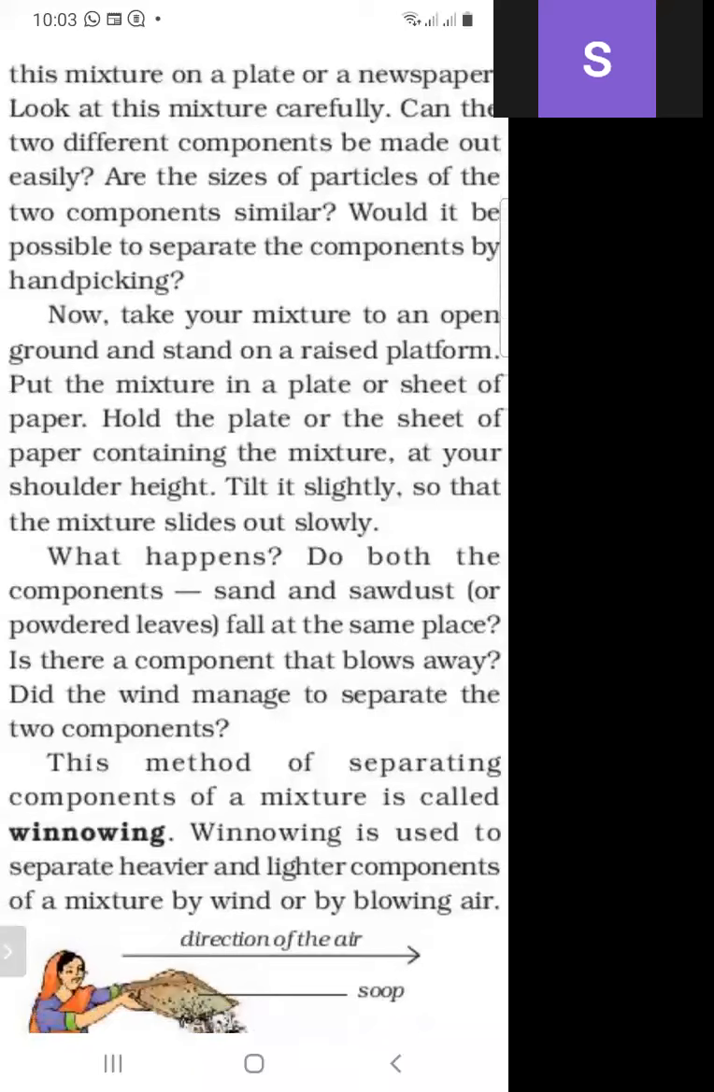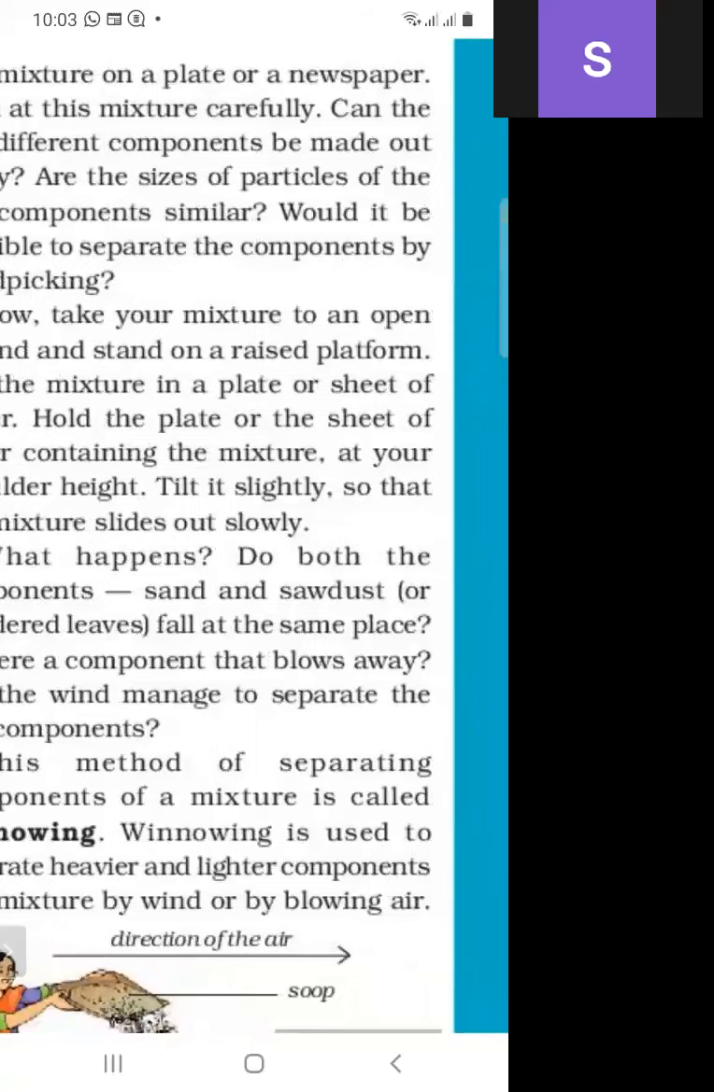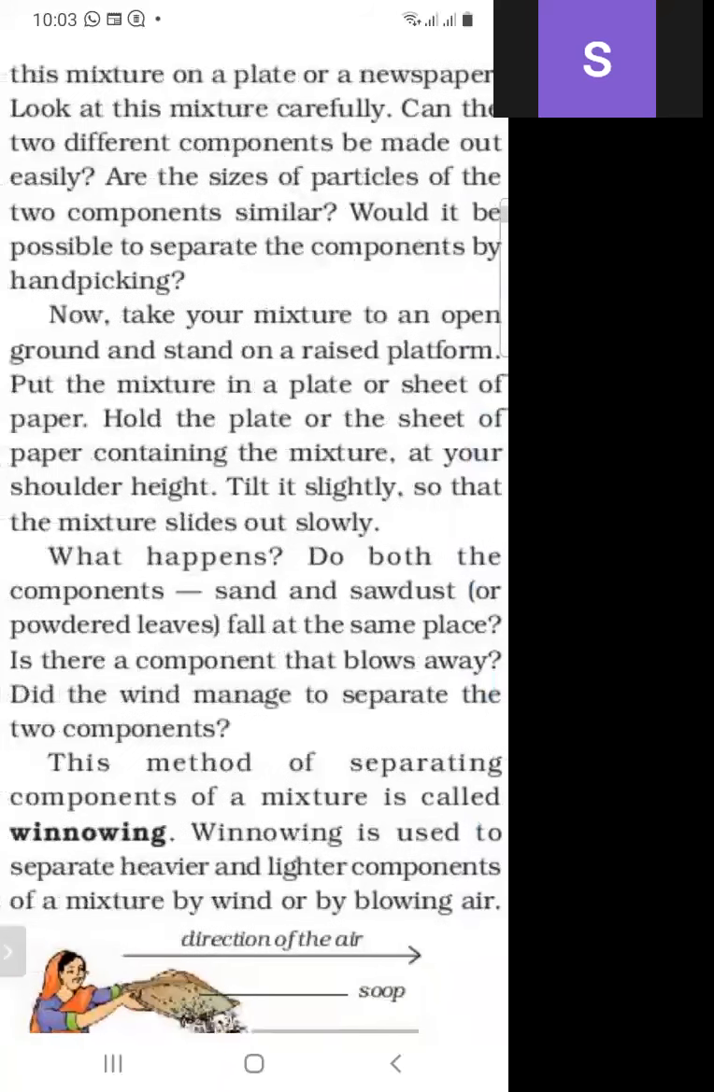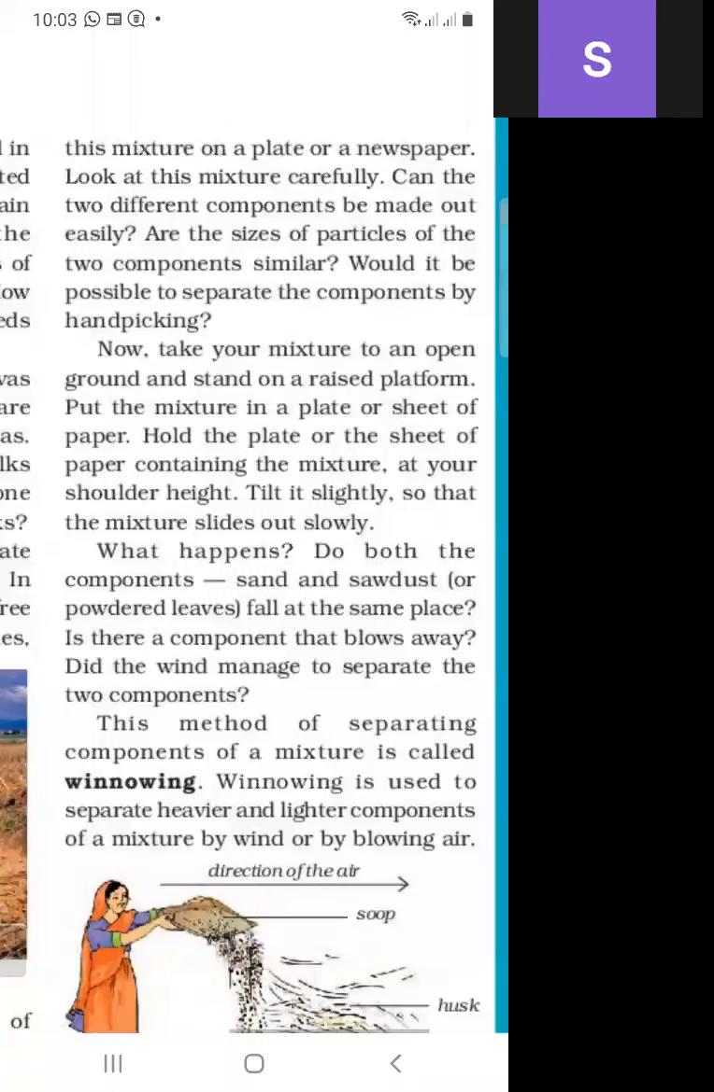Now take your mixture to an open ground and stand on a raised platform. Put the mixture on a plate or a sheet of paper and hold it at your shoulder height. Tilt it slightly so that the mixture slides off easily.